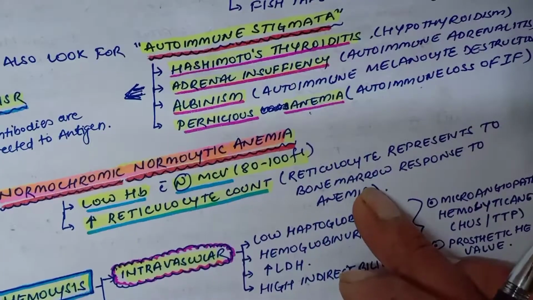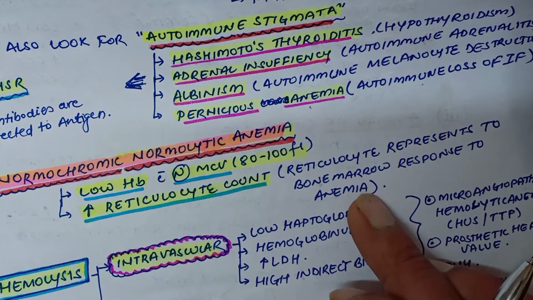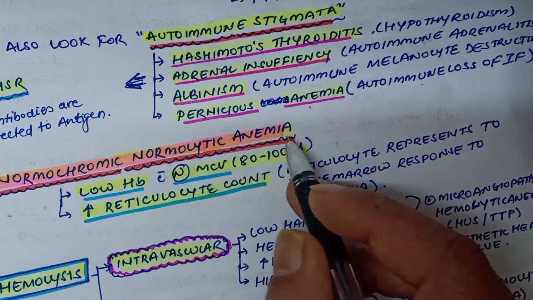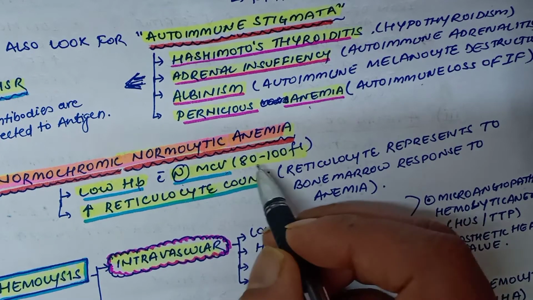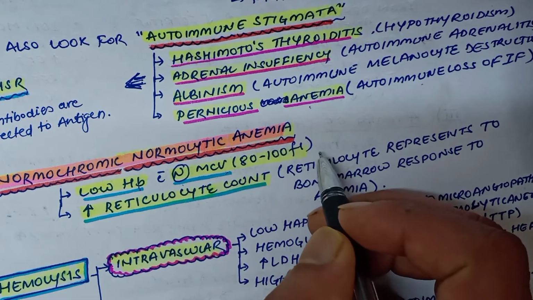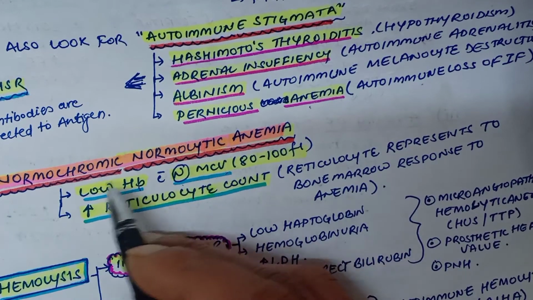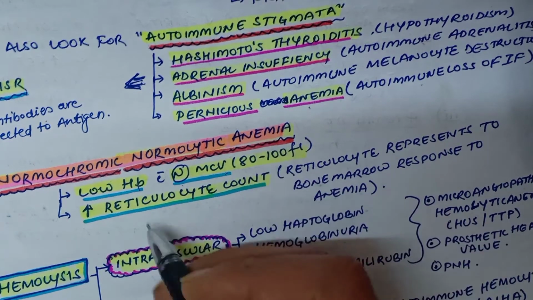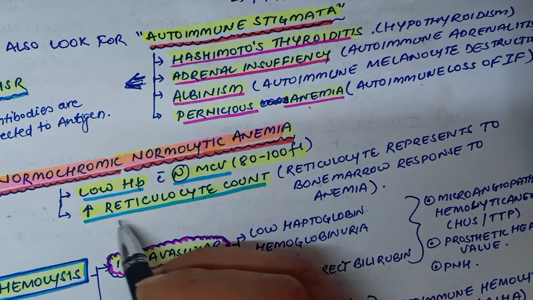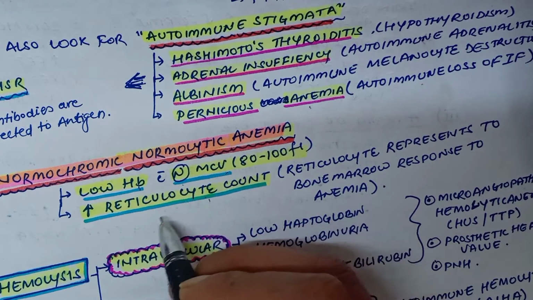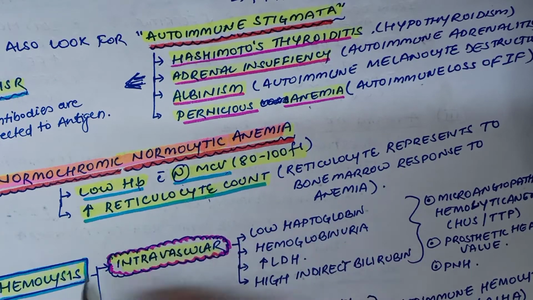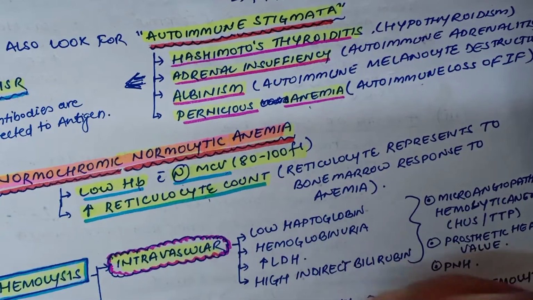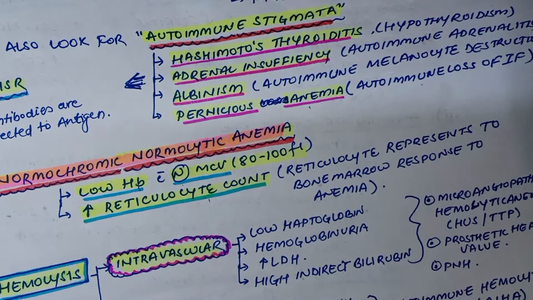Now coming to normocytic anemia. In normocytic anemia, there will be low hemoglobin with normal mean cell volume, that is in between 80 to 100 femtoliter. In case of normocytic anemia, there will be increased reticulocyte count. So what is reticulocyte? Reticulocyte represents how the bone marrow responds to anemia. So it is a response of the bone marrow to anemia.